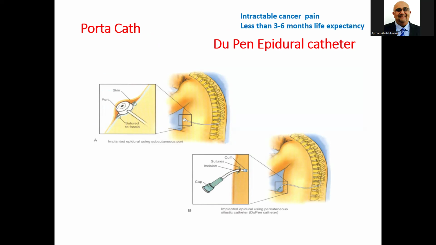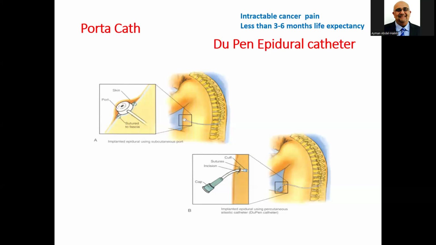So we'll start with the DuPen and the Portacath. I prefer the Portacath because the site is covered with the skin, while with the DuPen, the catheter comes out of the skin. Anyway, whatever you like to do doesn't matter, because this is really used in limited lifespan, or patients with less than 3 to 6 months. I can tell you that the Portacath is more frequently used.